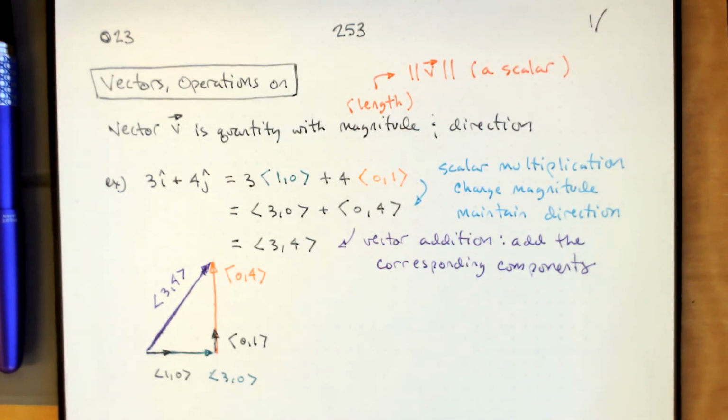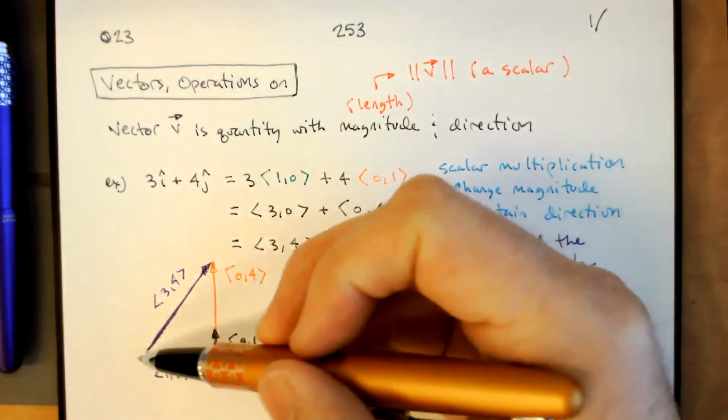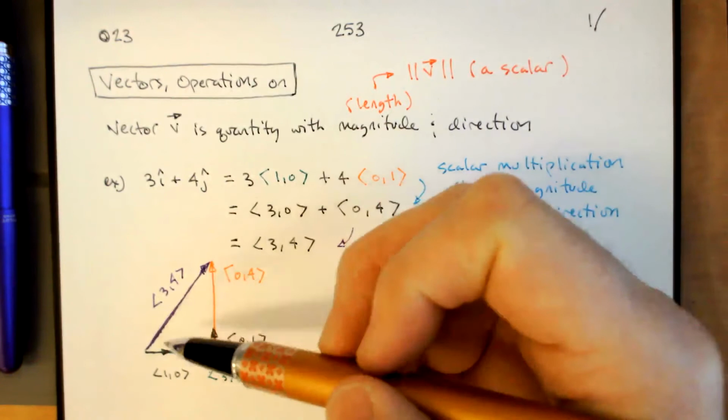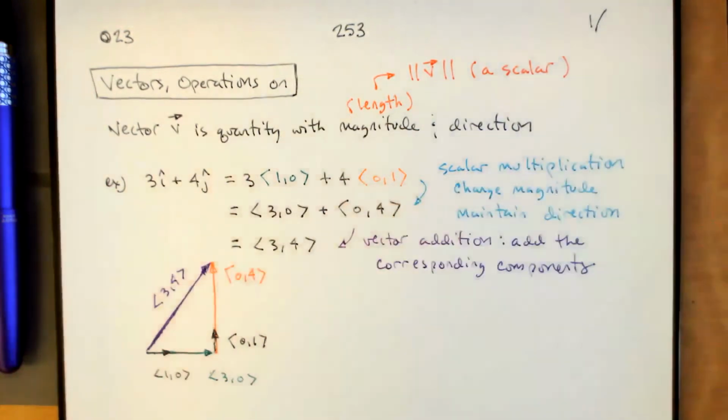Notice that I could have started with the vector 0, 4 and put the vector 3, 0 onto the end of that one. And I would have had the same resultant vector. So if instead of going horizontal first with 3, 0 and then doing 0, 4, I started with 0, 4 and then from the end of 0, 4 tacked on 3, 0, I'd have ended up at the same place. It's a good thing it works this way, because if I add 3, 0 plus 0, 4, we add the corresponding components. If I change the order that I'm adding them, that better not change the result.